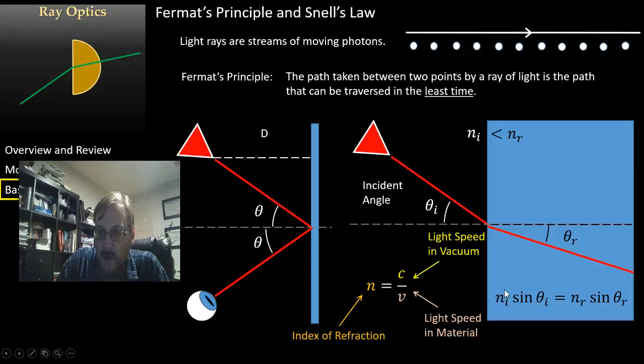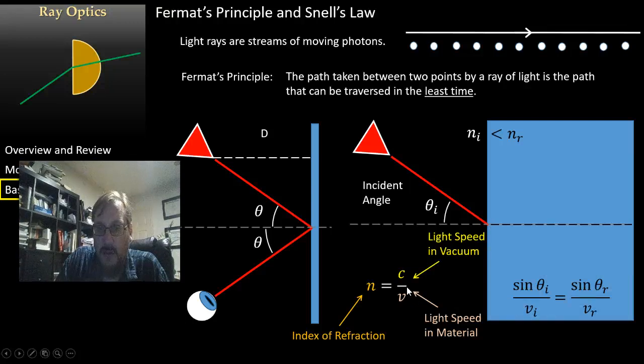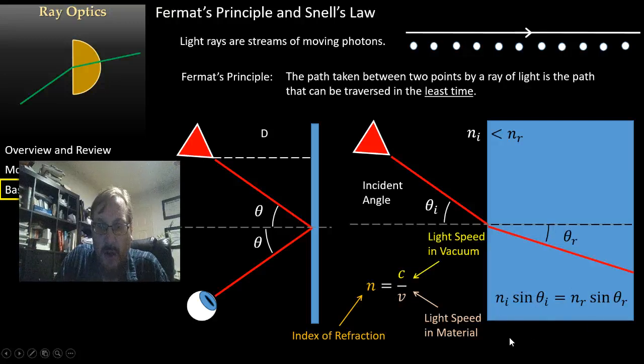So in that case, we have a slightly different thing going on here, which is that because the index of refraction is c over v, and if we go back here, this is inversely proportional to v, which means that this 1 over v is going to be equal to n over c. C is common in both sides, so you get this thing here at the bottom. This is Snell's law. The index of refraction in one material times the sine of the incident angle is equal to the index of refraction of the second material, the blue part, times the sine of this refracted angle.